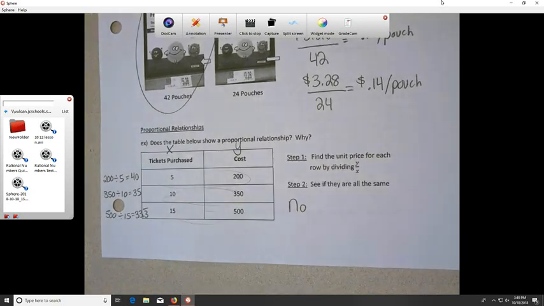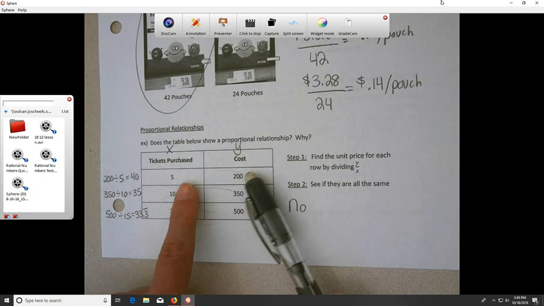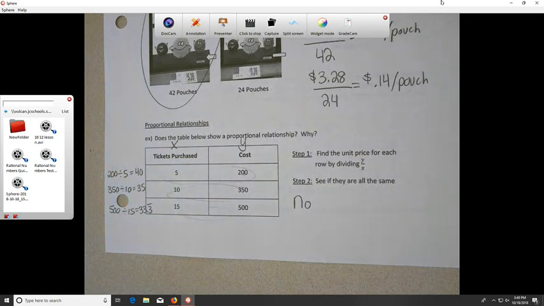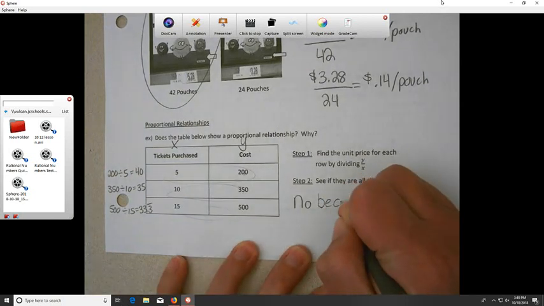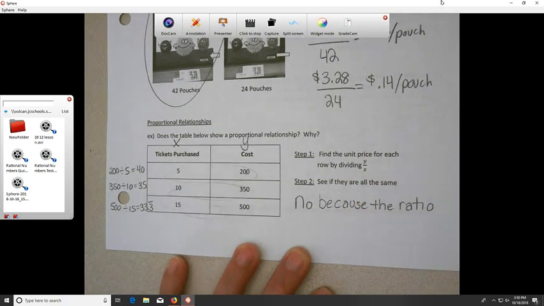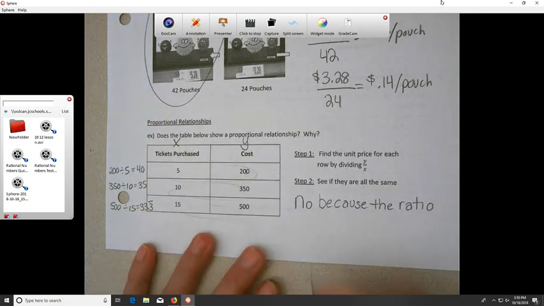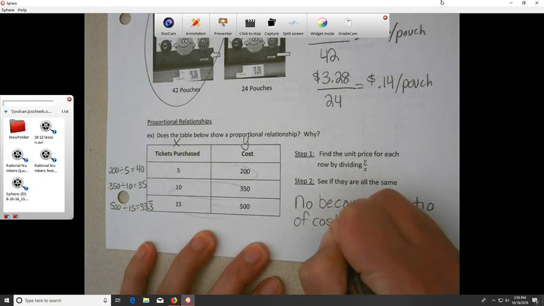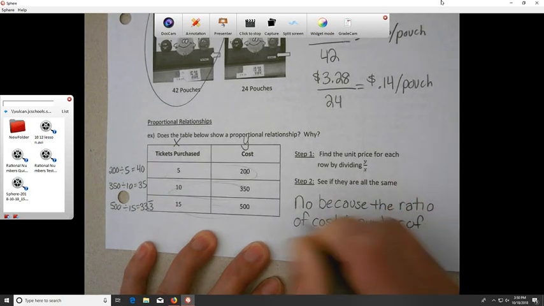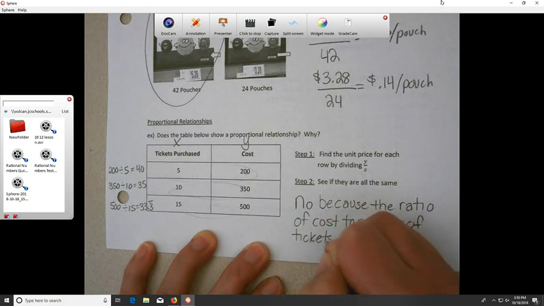Now for my reason why, when I'm thinking about a proportional relationship, what that means is that there's a constant ratio between these two variables. And when I look at these, this is not constant. It's not staying the same the whole time. So I'm going to say no because the ratio, which is just the fraction of cost to number of tickets, is not constant.